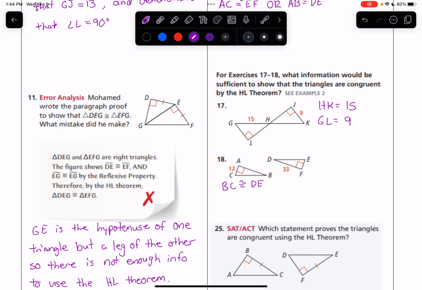And then we could have one of two things. We could have another pair of legs. So after this, either we need to know that EF is also equal to 12, or that AB is also equal to 33. So we would need this piece of information and one or the other of these pieces of information to use hypotenuse leg.